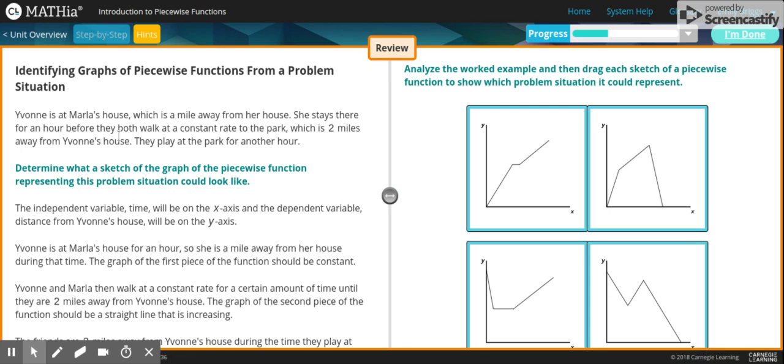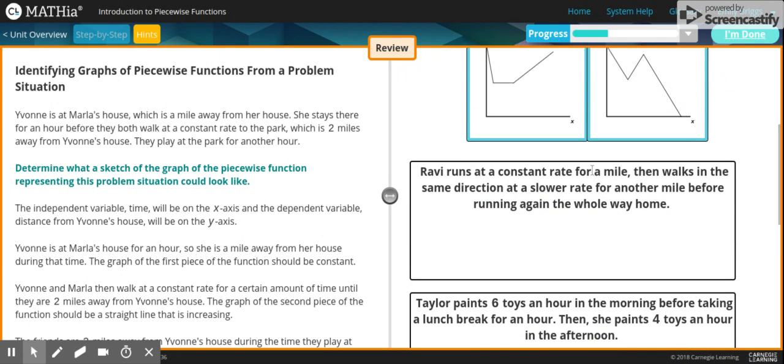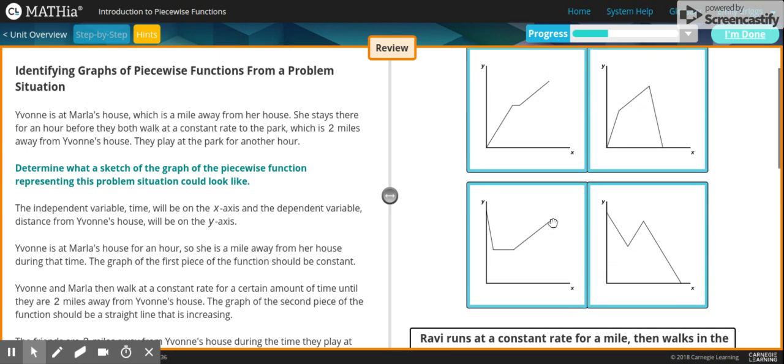Identifying graphs of piecewise functions from a problem. Analyze the worked example and then drag each sketch of a piecewise function to show which problem situation it could represent. Ravi runs at a constant rate for a mile, then walks in the same direction at a slower rate for another mile before running again the whole way home.